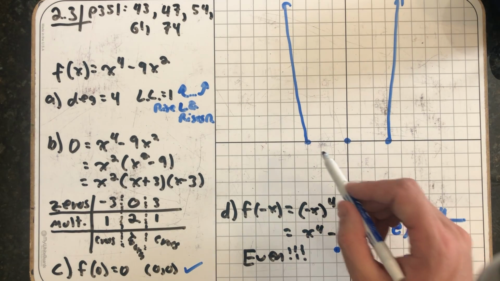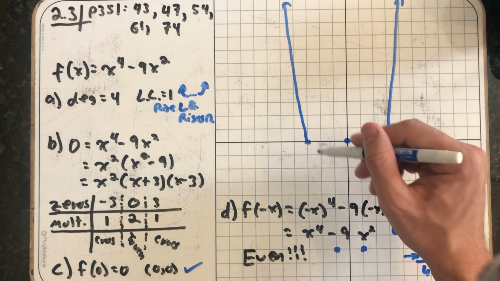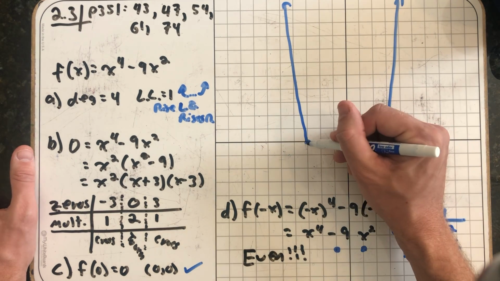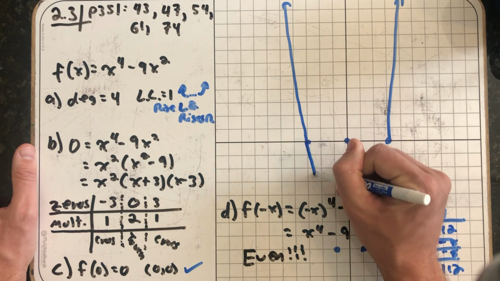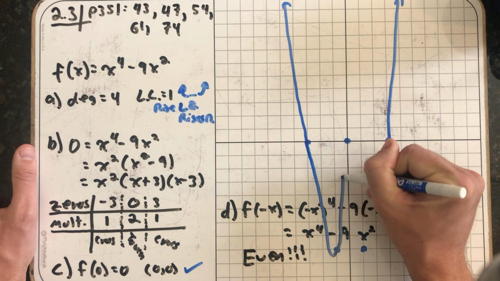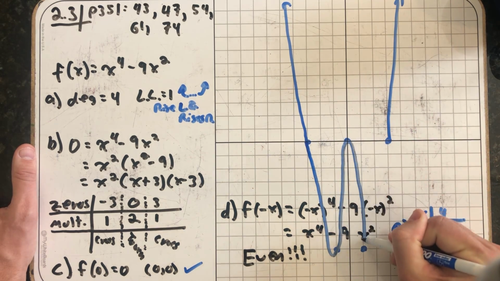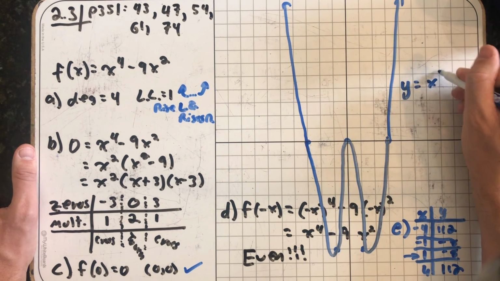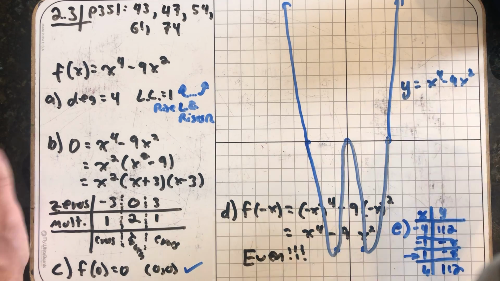All right, well, cross, touch, cross. So I'm going to come through, connect the dots, and hopefully have a pretty good graph of this polynomial function. And there's the graph of y equals x to the 4th minus 9x squared.